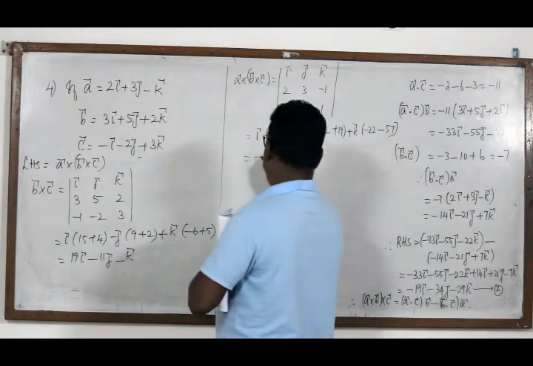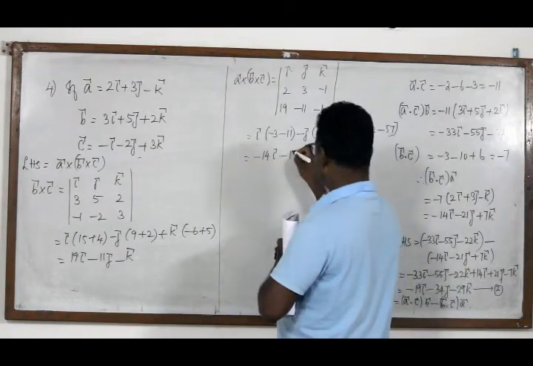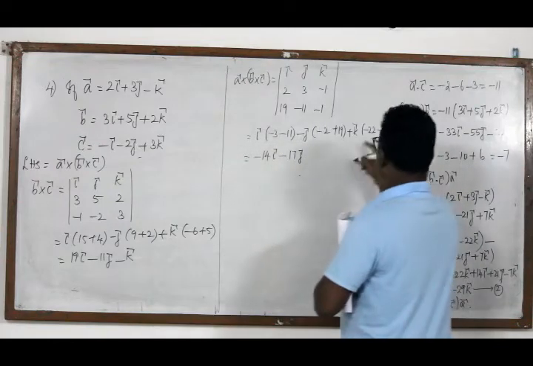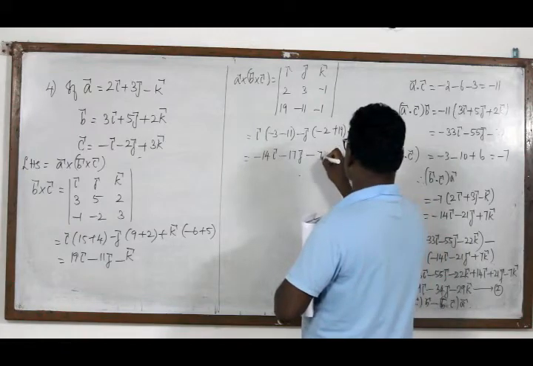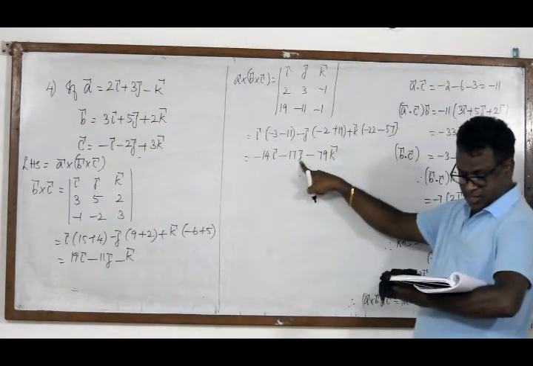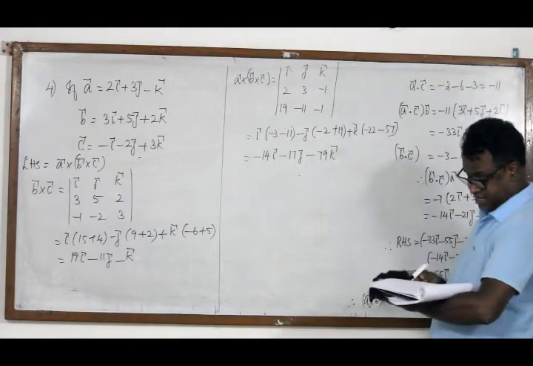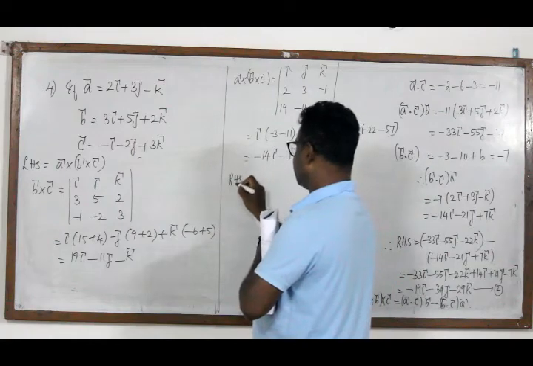So it is minus 49. 19 minus 2, 17, but minus 17j. It is minus 79. So we get minus 79k minus 49 minus 79 minus 79j. Now, we shall go for RHS.